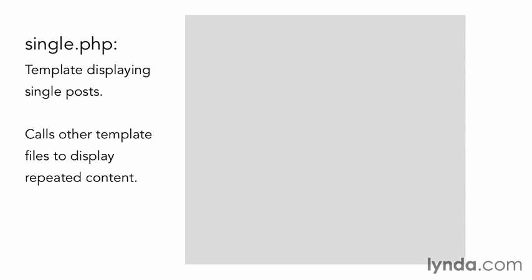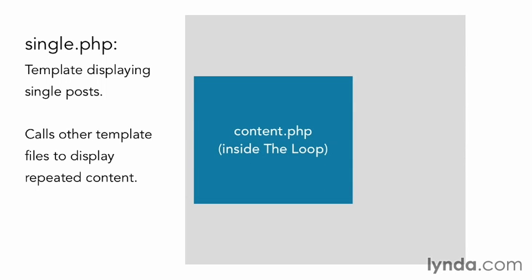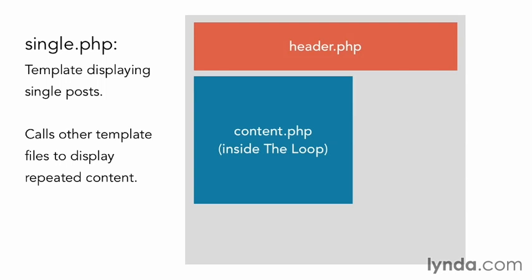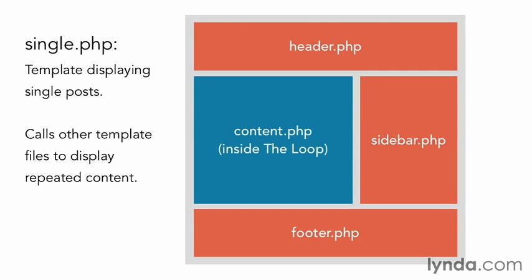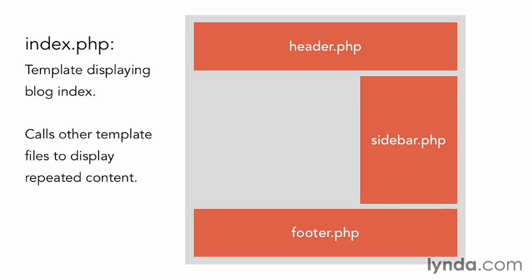In WordPress, we have a distributed system, so single.php sets up the scaffolding for the post and then calls in a bunch of other template files. So the content may be displayed by content.php or content-single.php. The header is displayed by header.php, the sidebar by sidebar.php, and the footer by footer.php. And this means we can easily swap out one or all of these components without having to worry about any of the other ones.